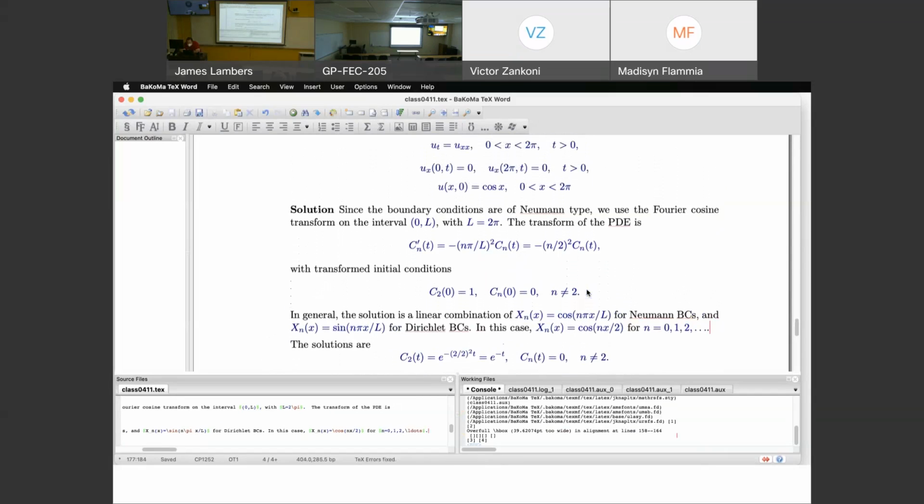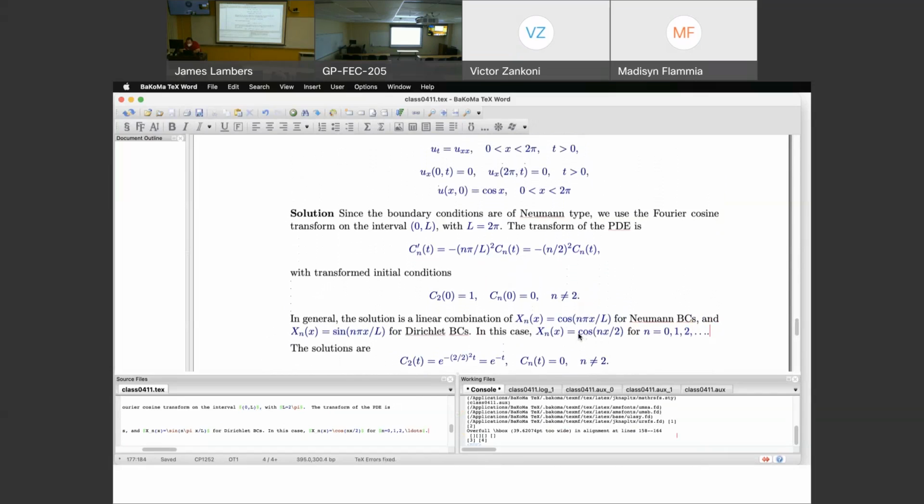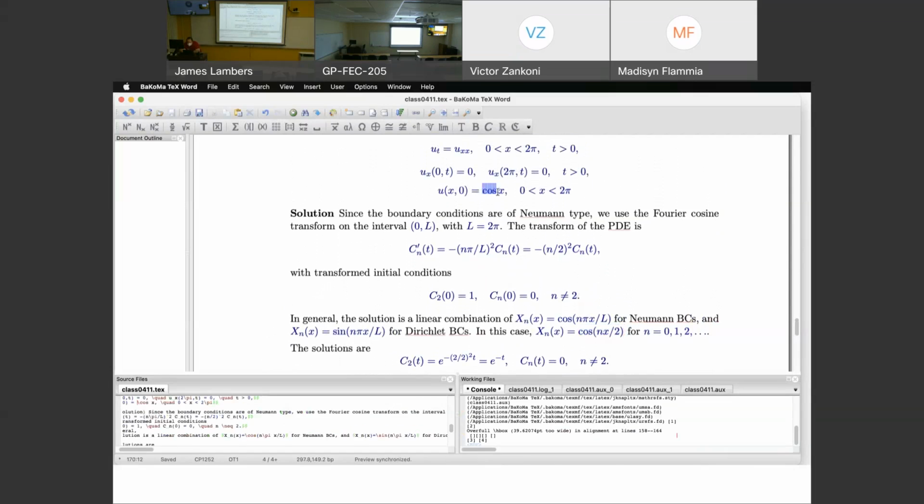So you need to find the value of n, or it could be values of n, that conforms to the initial data. In this case, plain old cosine x. Well, to get cosine x out of this, you need n equal 2. So that's why only for n equal 2 do we have a non-zero initial value.